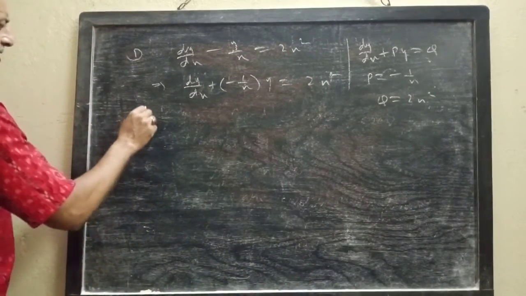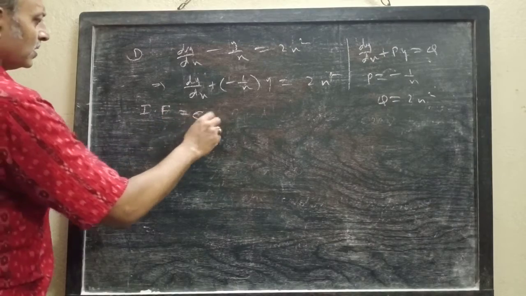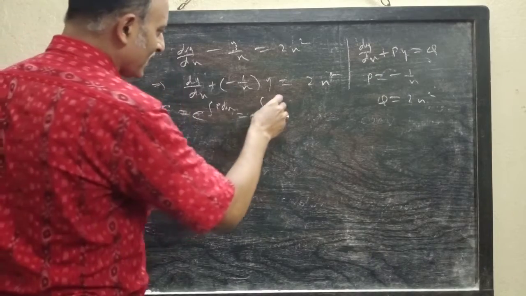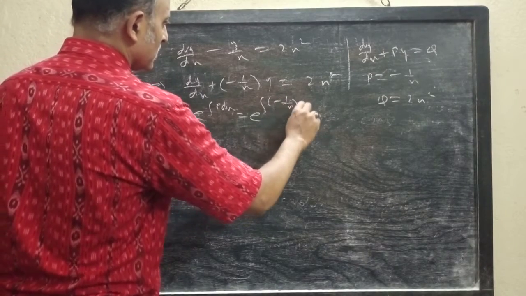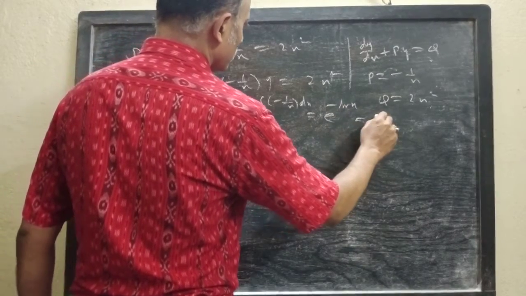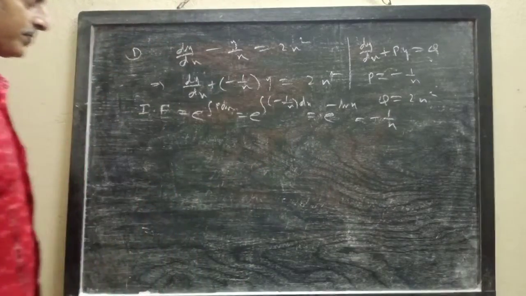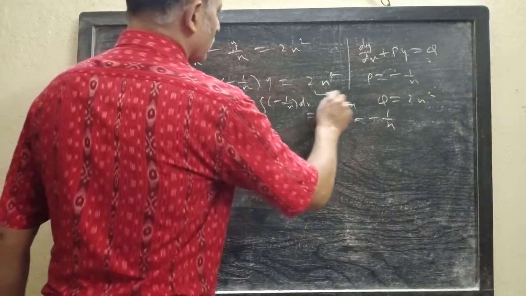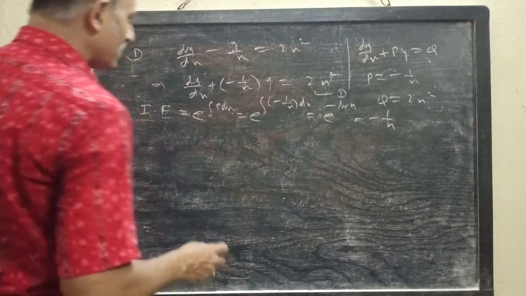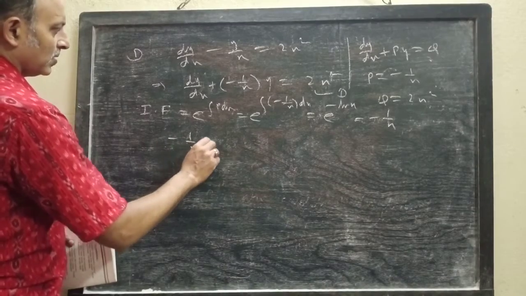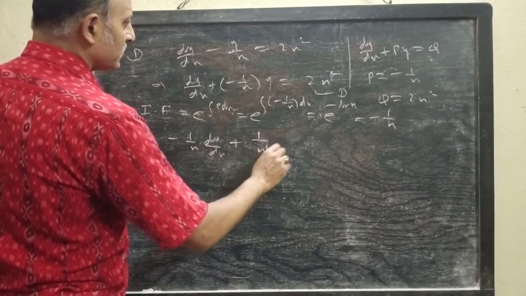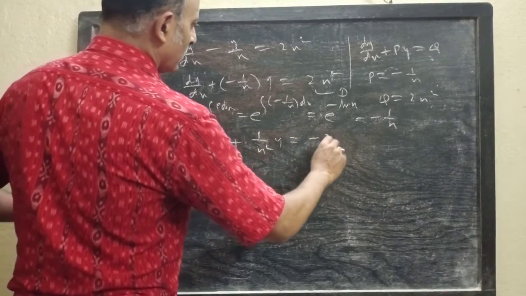So here the integrating factor will be e to the power integration P dx, that is e to the power integration minus 1 by x dx. So this will be e to the power minus ln x, so this actually is 1 by x. Number it 1. Now write, multiplying both sides of 1 by 1 by x, we get 1 by x dy/dx minus y by x square equals 2x.